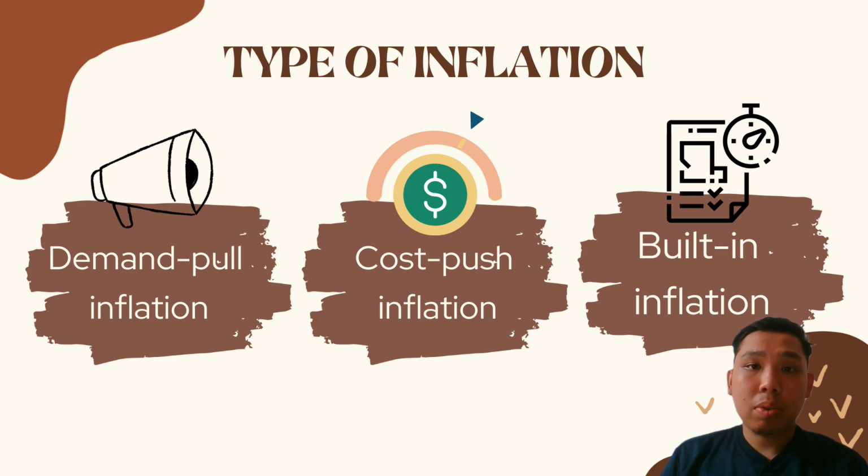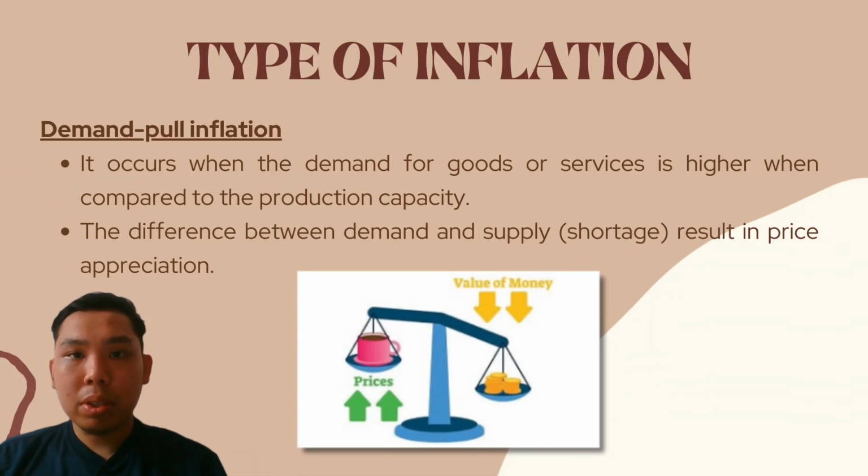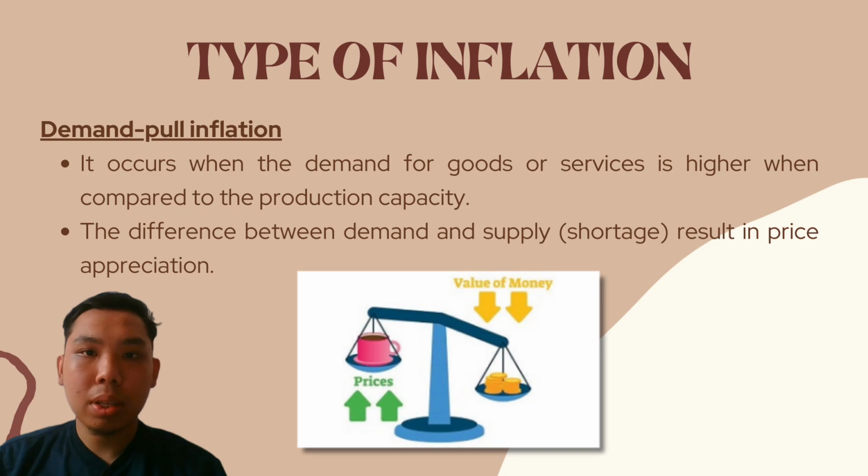So there are three types of inflation: demand-pull inflation, cost-push inflation, and built-in inflation. The first type of inflation is demand-pull inflation. It occurs when the demand for goods or services is higher when compared to the production capacity. The difference between demand and supply results in price appreciation.